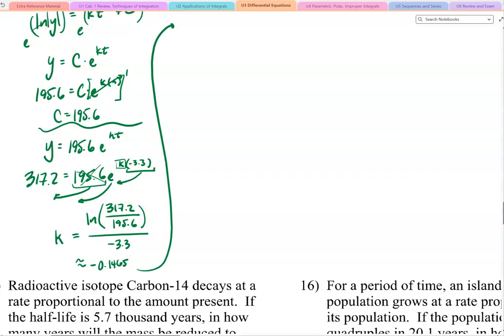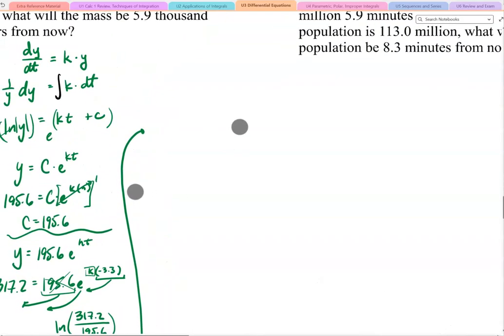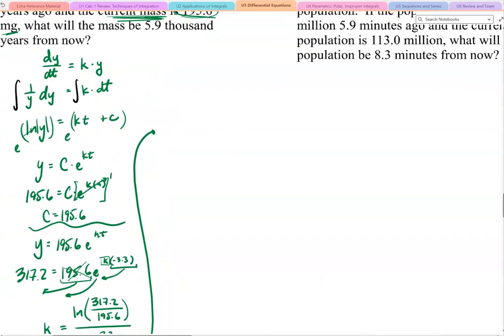Now I'm running out of room, so I'm going to jump up here and finish out this math. We know our k value, we know our c value. Now we can answer the question, what would the mass be 5.9 thousand years from now? So y is going to represent our mass. We know as of today we had 195.6, and thanks to the knowledge of what was present several thousand years ago, we know that this is e to the k times t power.